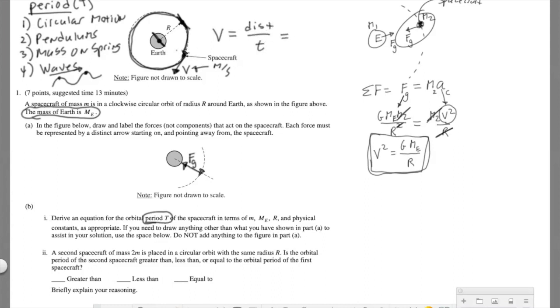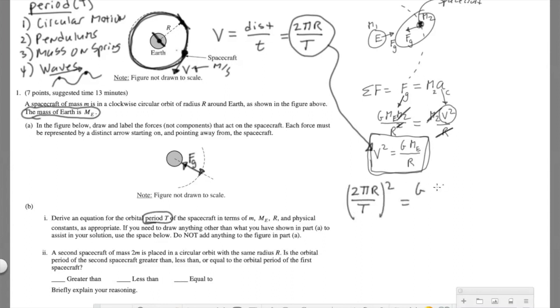Well, let's focus on one complete circle. If you do one complete circle, the distance you ran is the circumference, which is 2 pi r, and the time for one complete circle would be the period, which is capital T. So we're going to take this and plug it in down here. So now what we have is (2 pi r over period) squared equals G mass of the Earth over r. I can't simplify that in my head, so let's just work it out.